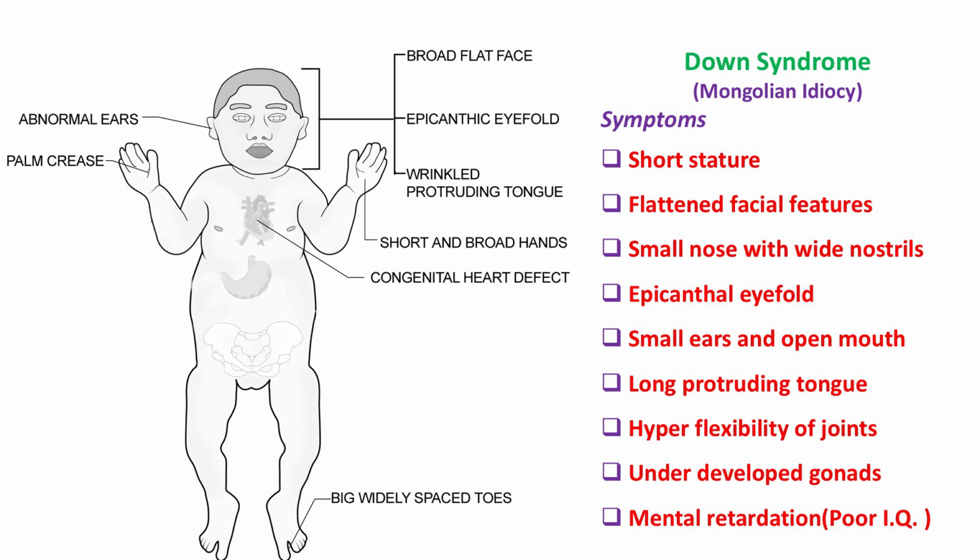Now, what are the different symptoms of Down syndrome? First, short stature, that means restricted growth, height is below average, flattened facial features, a small nose with wide nostrils, epicanthal eye fold is there, means a fold of skin of the upper eyelid that covers the inner corner of the eye, and long protruding tongue, hyperflexibility of joints, underdeveloped gonads, mental retardation and poor IQ are the symptoms of Down syndrome. Okay?